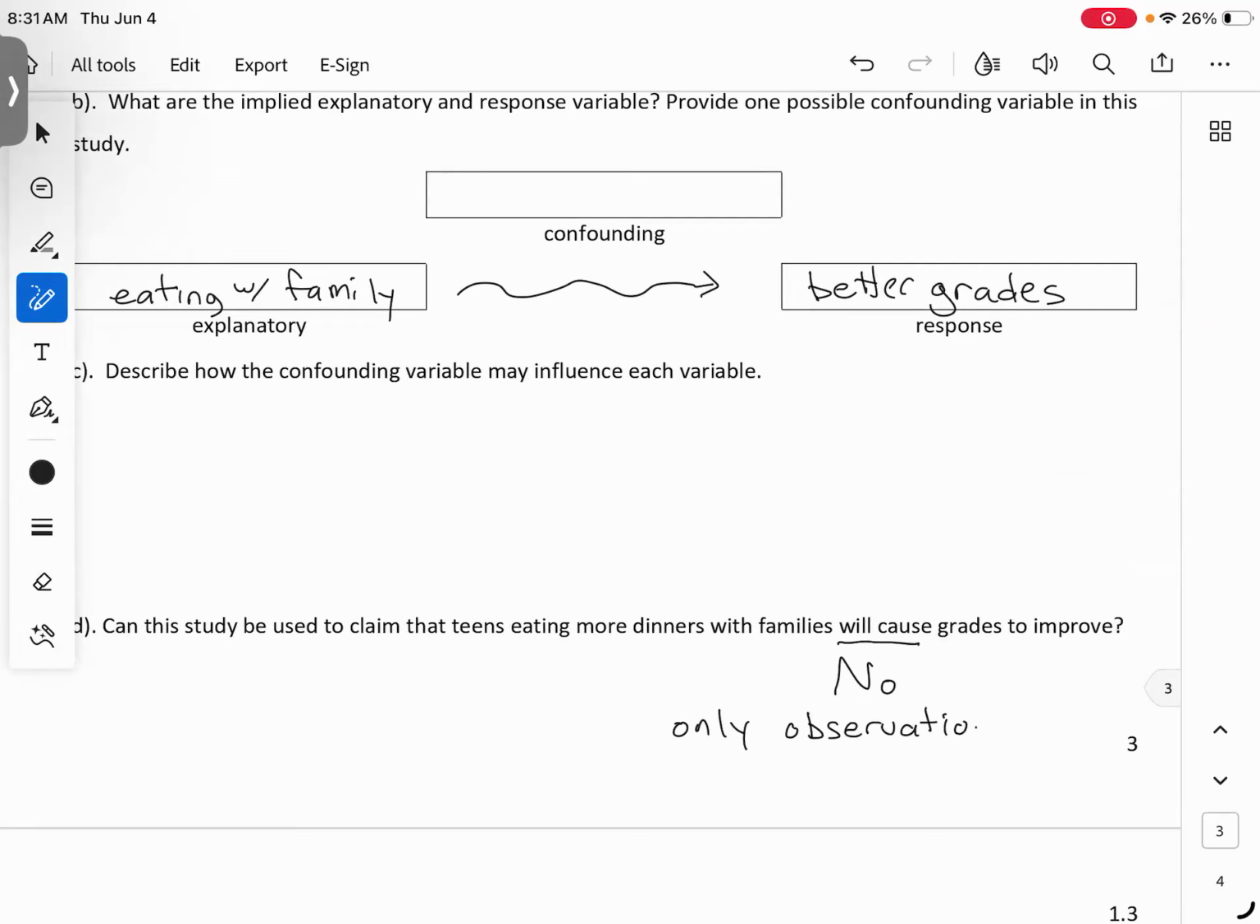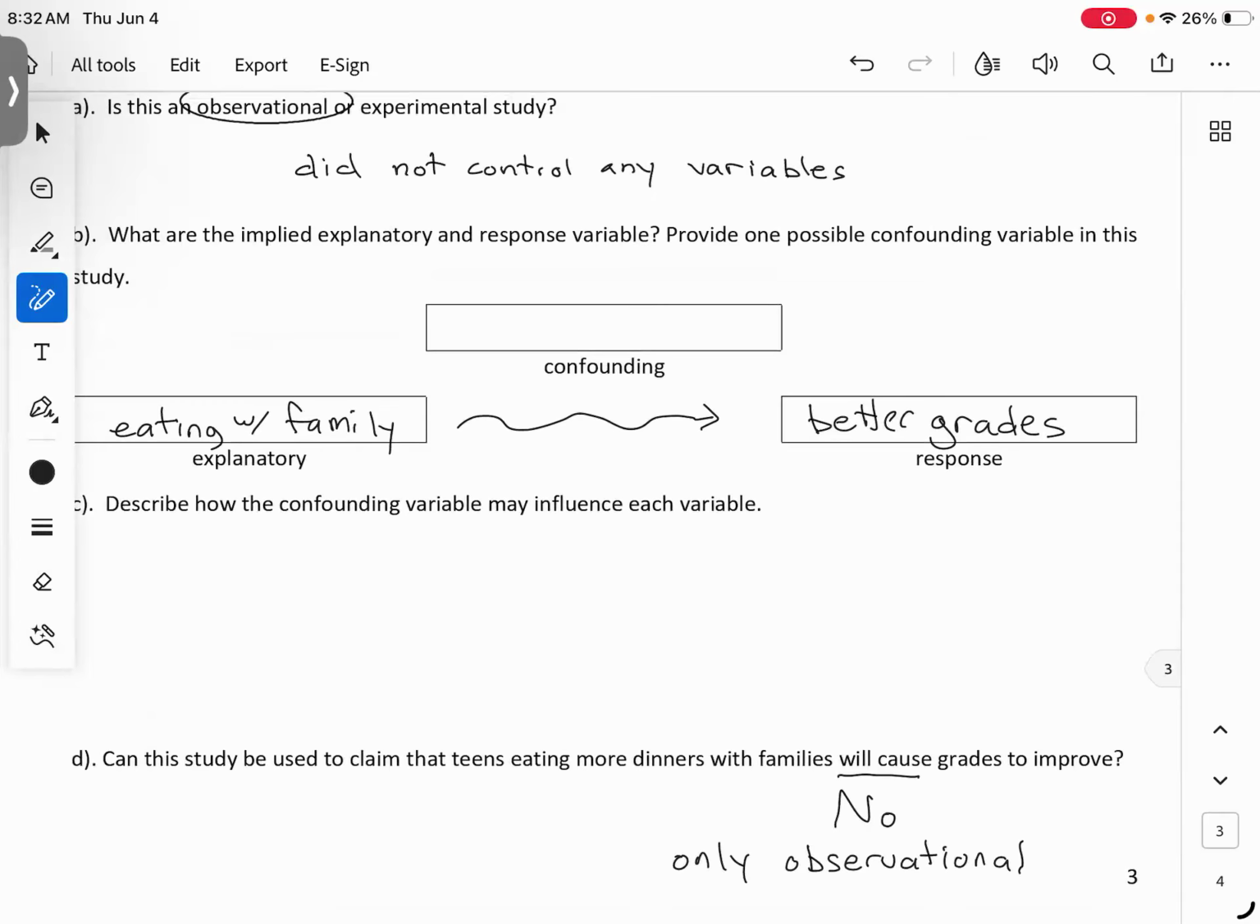But now let's get to the big thing I was curious about here: what was a confounding variable, something that could have been a reason why they were eating more with the family, and separately a reason why they might have been getting better grades. A lot of stuff could have been said here: if they have a certain schedule, a certain routine, parenting style, sort of like the culture of the family. A lot of things you could go with.